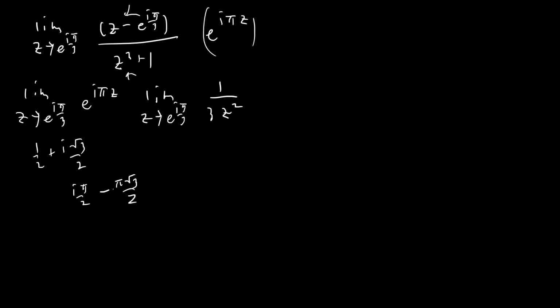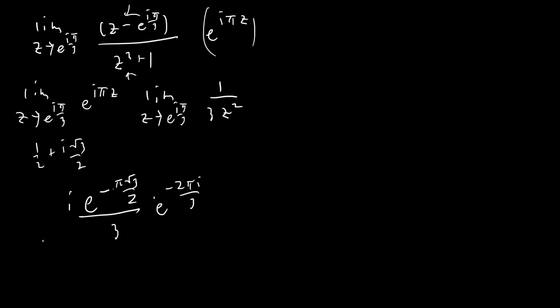So we're just going to have i times e to the negative pi square root 3 over 2. And then we have this 1 over 3z squared times 1 over 3, and instead of z, we're going to have e to the i pi over 3, so we're going to get e to the 2i pi over 3. We can go ahead and just put this on the top here. So we're going to get i over 3 times e to the negative 2 pi i over 3.